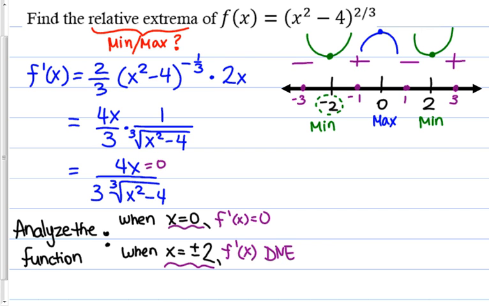This time around, I'm going to write the locations of the minimums and the maximum by using points. It'll always change depending on what they're asking. So there's a minimum at negative 2, and when I plug in negative 2 to the original equation, I get 0. And positive 2, when I plug in positive 2, I get a 0 as well.